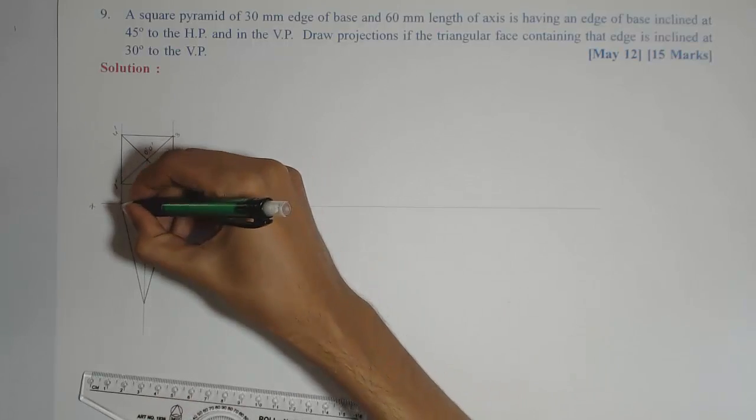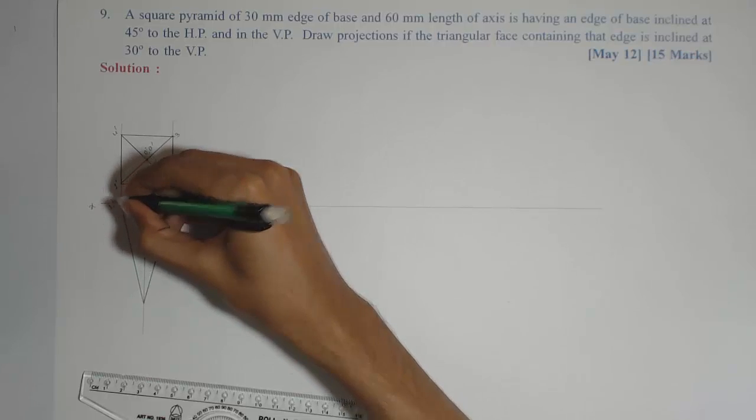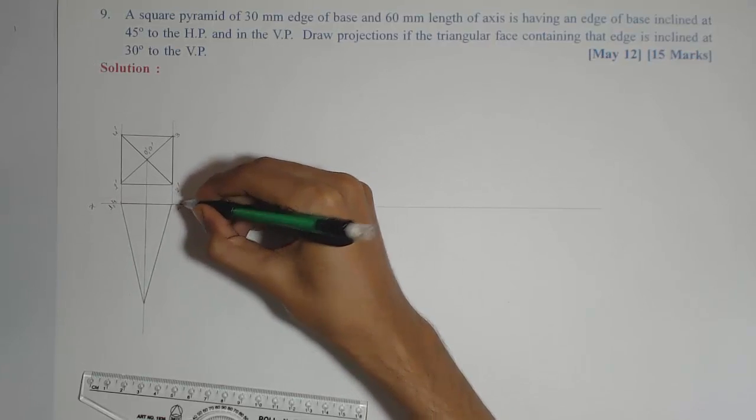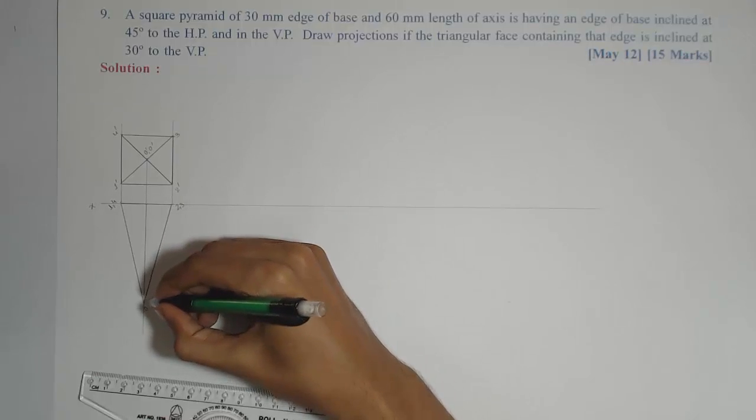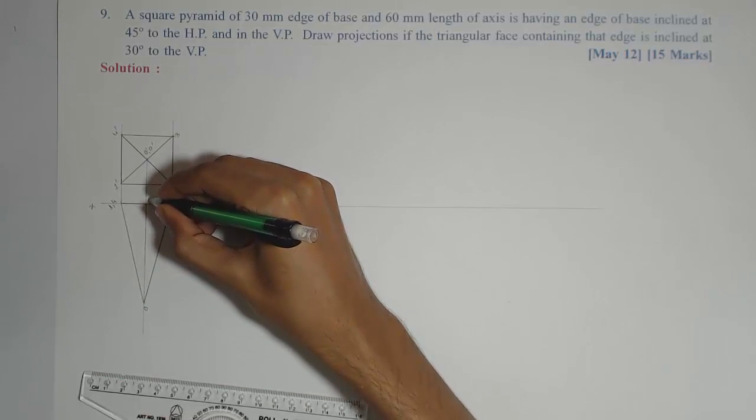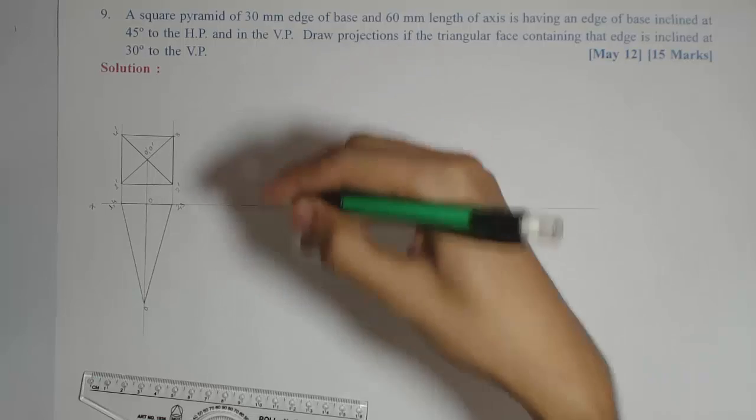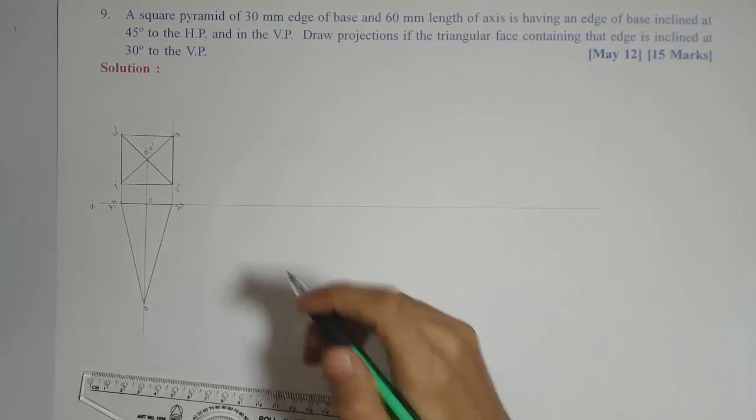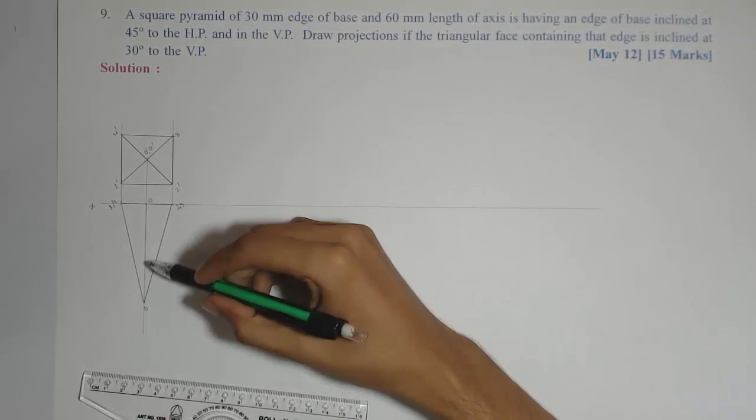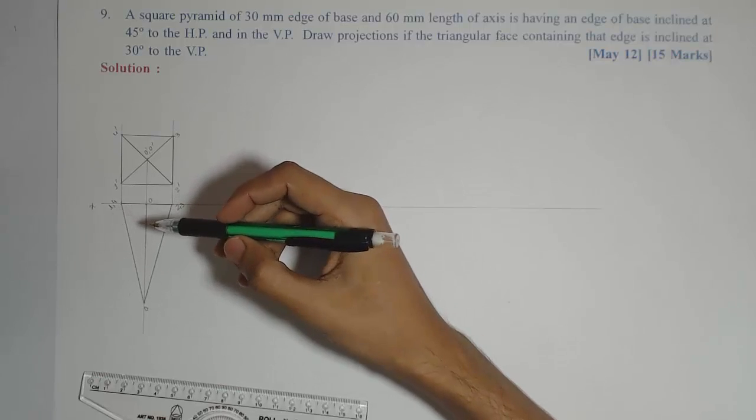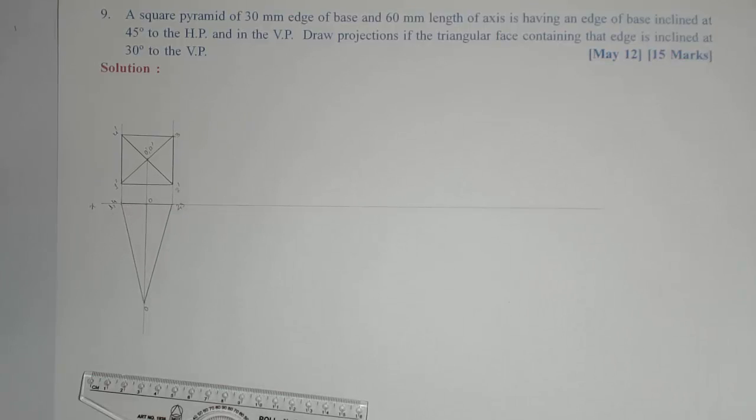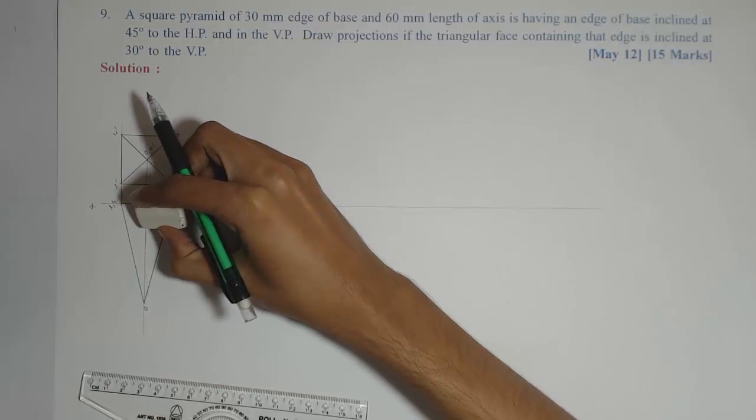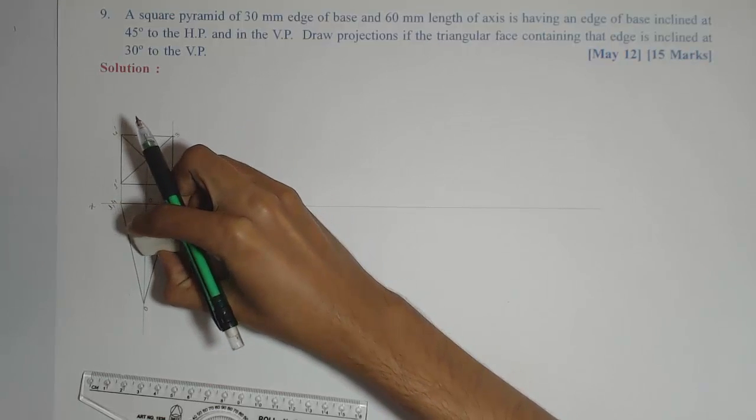Now we'll mark the corresponding notations in top view 1, 4 and 2, 3, and this will be O, and again this will be O. Okay. So now here two slant edges are coinciding. Also here two slant edges are coinciding. So we are seeing the front top view like this with the axis long dash short dash.